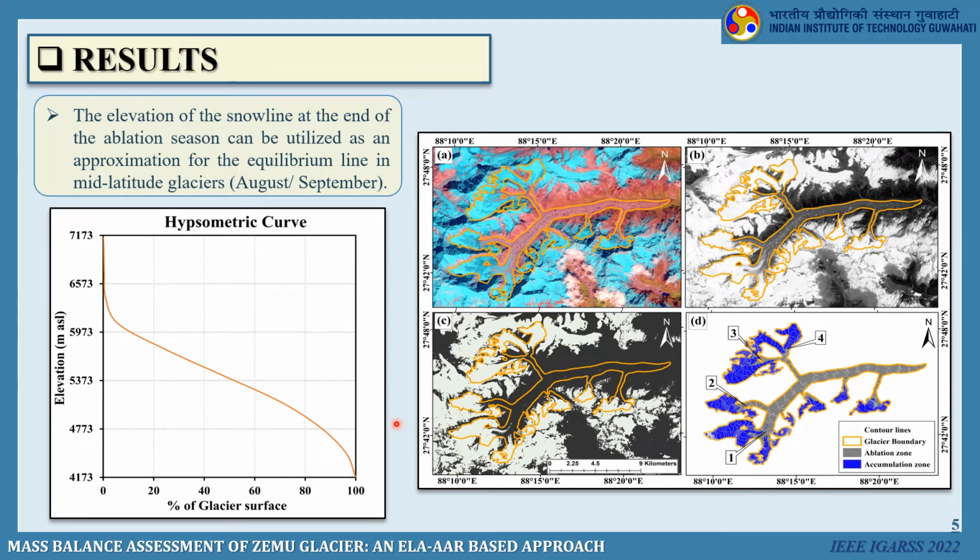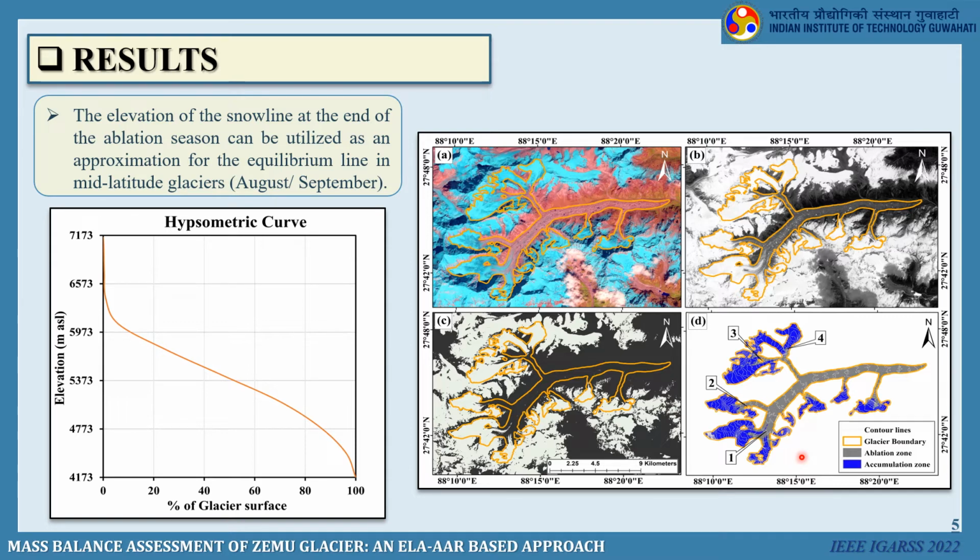Now coming to the result section, this is the hypsometric curve of the Zemu glacier derived using ALOS-DEM, which shows the relation between the glacier surface area with respect to the elevation. This figure shows the chronology of steps performed in the methodology. Part A shows the false color composite image of Zemu glacier. Part B shows the NDSI image. Part C shows the image after application of the NDSI threshold. And Part D is the important one. It shows the classified image of Zemu glacier into the ablation zone and accumulation zone.